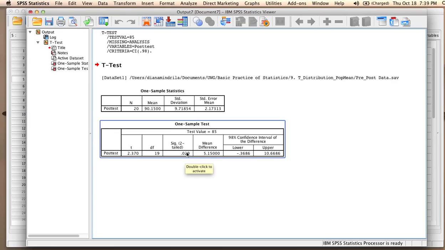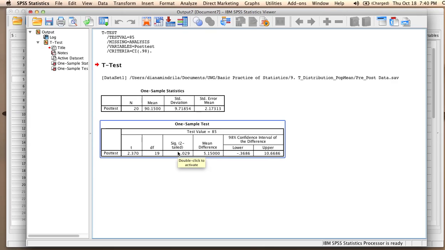So based on this information, because the p-value is lower than alpha of 0.05, which is typically used, we can reject the null hypothesis that states that the sample mean is equal to the population mean of 85, and we can accept our alternative hypothesis, which is that the sample mean is significantly different than the population mean.